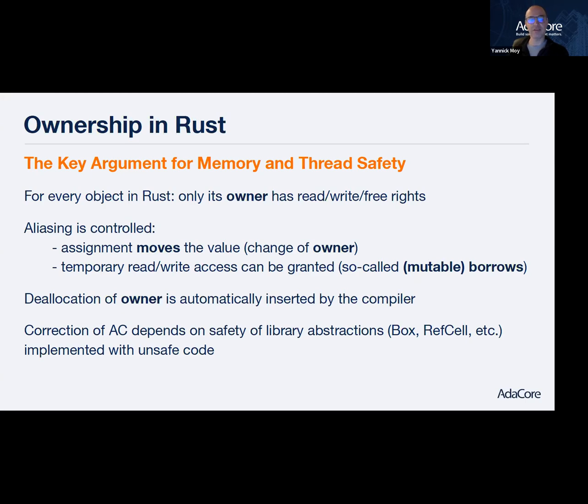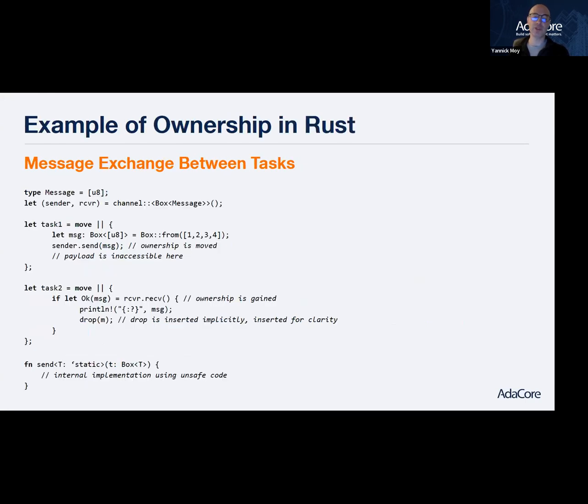And so in the end, the correctness of the application code with respect to memory and thread safety depends only on the safety of library abstractions in Rust that implement basic concepts of allocation and deallocation, like so-called Box, RefCell, which deal with this automatic deallocation of owners. And these libraries indeed are implemented with so-called unsafe code, which doesn't respect the same rules. Next slide. So let's see an example of ownership in Rust.